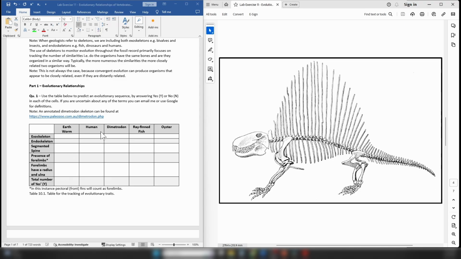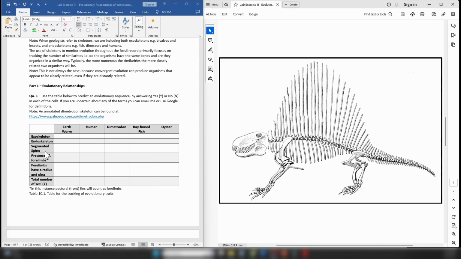So for instance, when we're looking at our 5 organisms, so exoskeleton. Do any of these organisms have their skeleton on the exterior? So you can look through the list and you can work that out. So it's going to be a no if they don't, or a yes if they do. Next, do the organisms have an endoskeleton? Once again, yes if they do, no if they don't. All right. It is okay for one of these organisms to not have an endoskeleton or an exoskeleton.